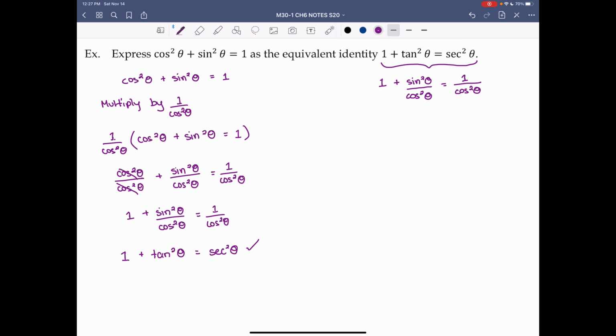And we have to state our NPVs. The fractions that we had come from here, tan and secant. So we have denominators of cos. And over here, we only ever have denominators of cos. Then we would say cos theta cannot equal 0. So again, theta cannot equal pi over 2 plus pi n, where n is an element of the integers.